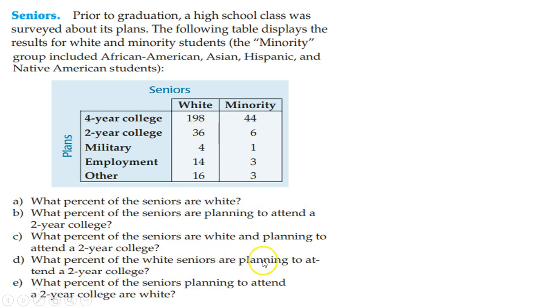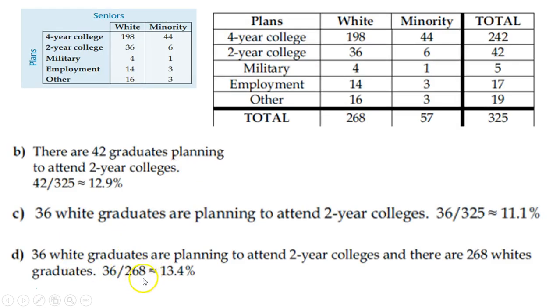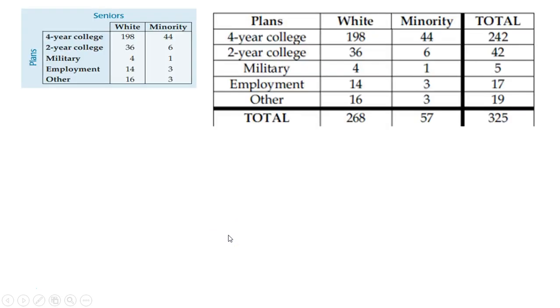What percent of the white seniors are planning to attend a 2-year college? So now they gave you a new total. I just want to know out of the white seniors. That's all they're asking. So out of the white seniors, there are 268, and 36 are going to that school. That's basically what we're saying here.